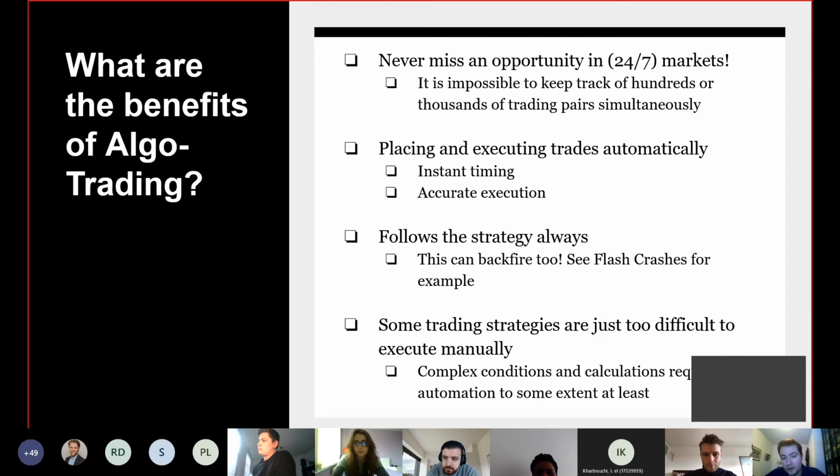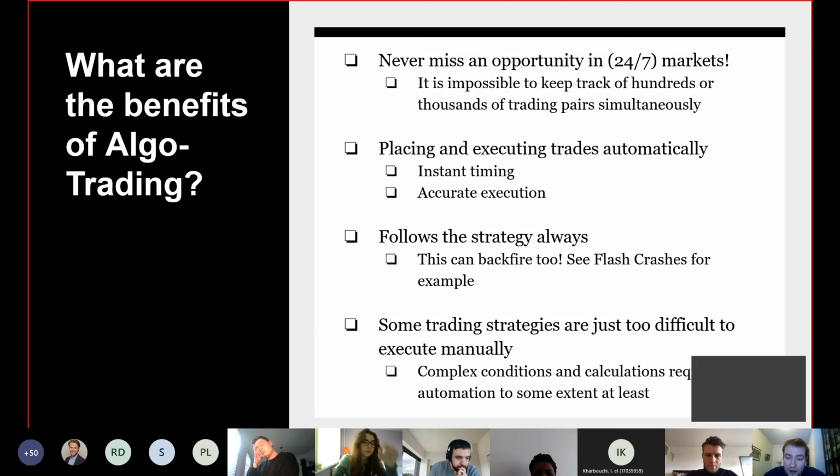Algo trading allows you to keep track of this by having automated signal creation, so that you always know what's going on and know the prices when they hit the right place.